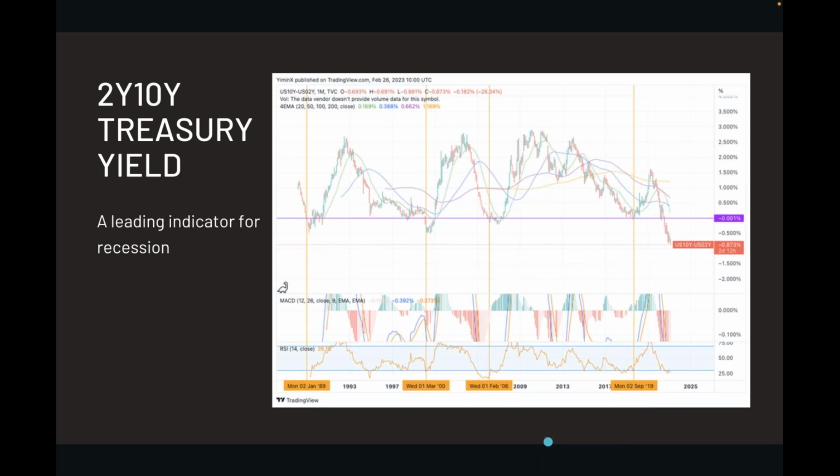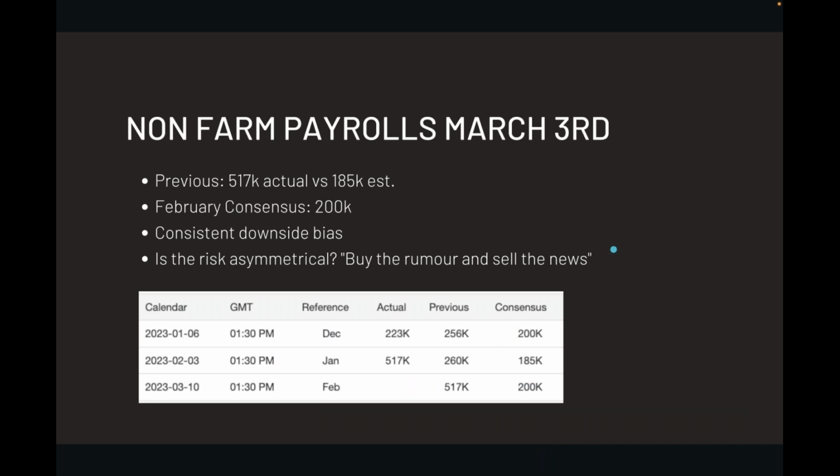So coming on to our last slide, tomorrow, non-farm payroll. Non-farm payroll is always the first Friday of every month, very easy to remember, 1:30 p.m. Eastern Standard Time. And last month we had 500K jobs added, which is a huge number. It's a number we hadn't seen all year.